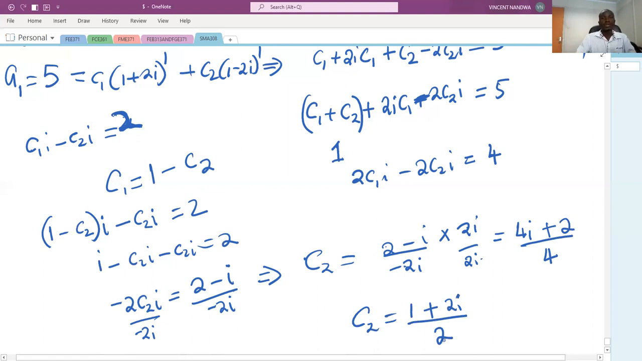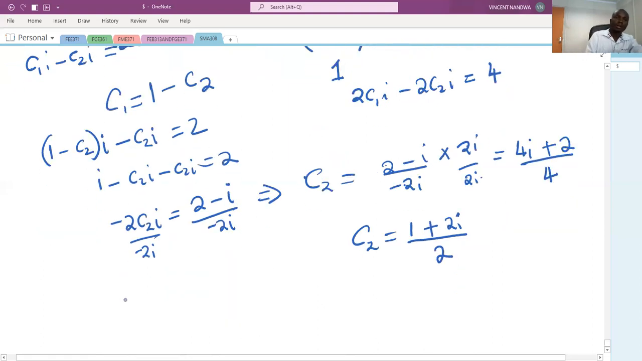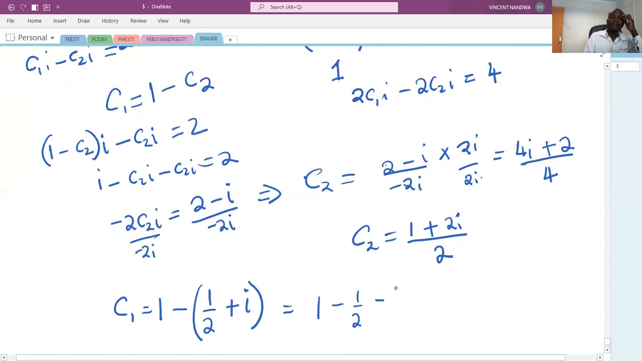So that is what we get as our C2, and C1 is given by 1 minus C2, which will be 1 minus, so this can be written as a half plus i. So which is the same as 1 minus a half minus i, which is a half minus i, which is the same as (1 minus 2i) over 2. So that's the value of C1.